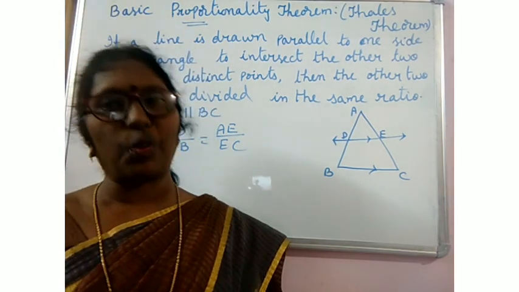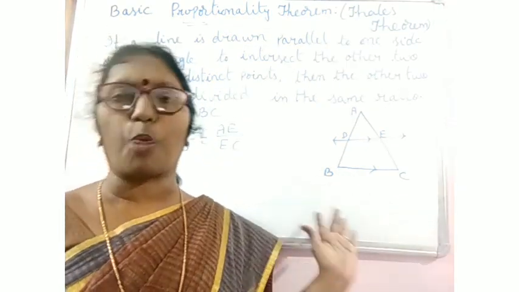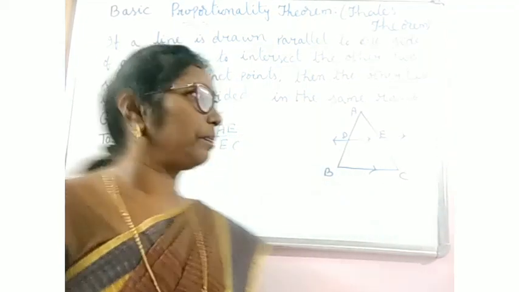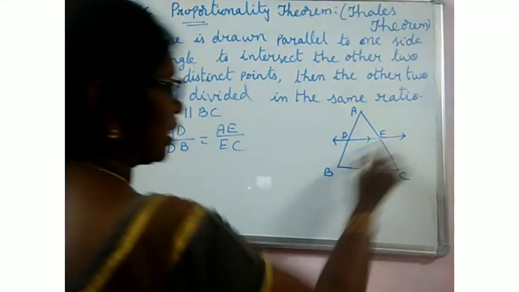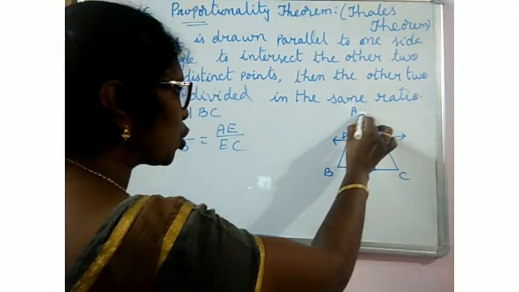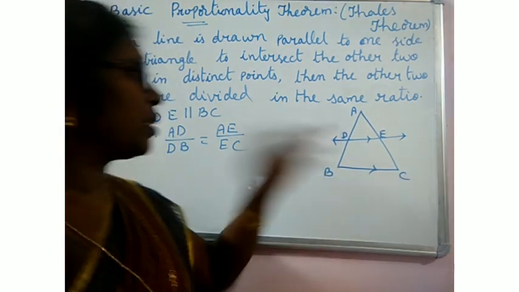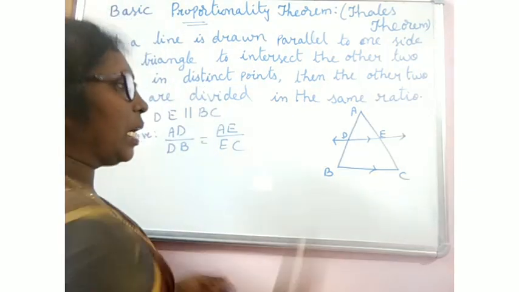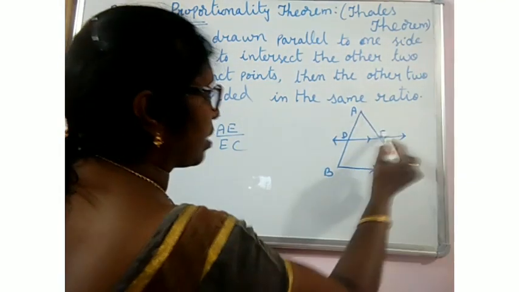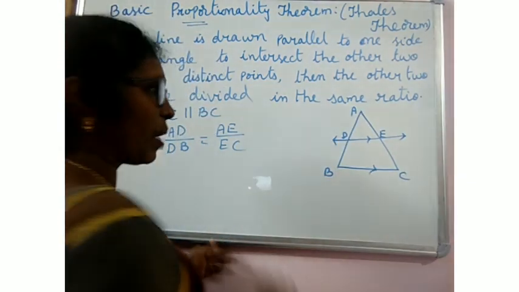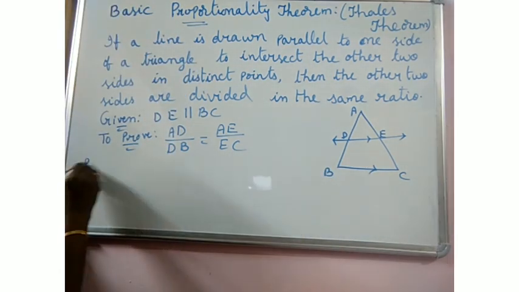That is already proved and it became a theorem, but how to prove it? Let us learn. Okay, so these two are parallel. We have to show that AD by DB equal to AE by EC. Just let me explain you first. Can we make triangle ABC and triangle ADE similar? Okay, your proof comes.